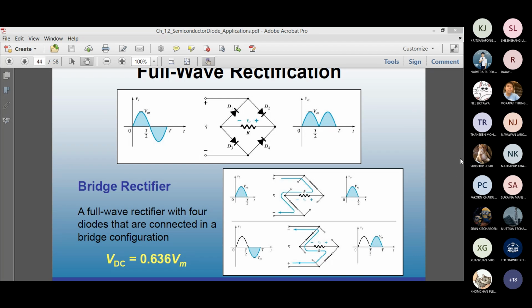Let me ask someone. Komchan, do you think you can make a full wave rectifier using only 2 diodes, not 4, just 2? It's possible, sir. There's a name for it. What do you call that?